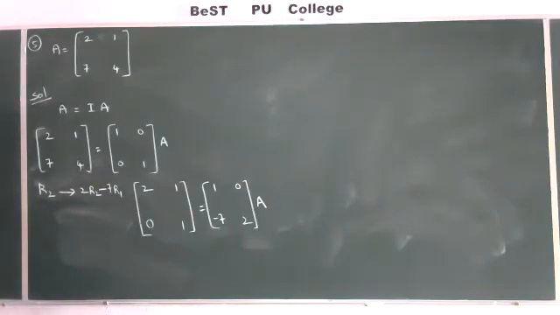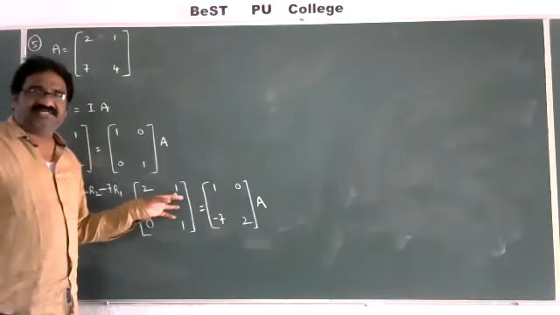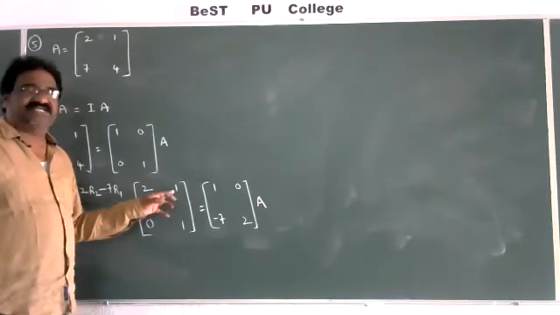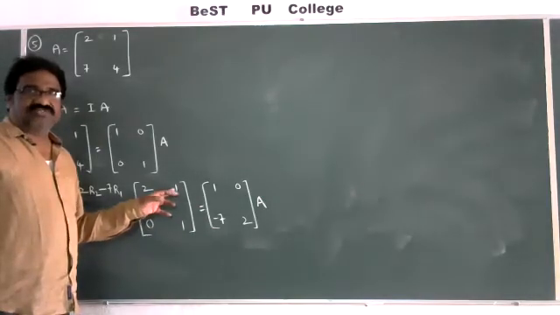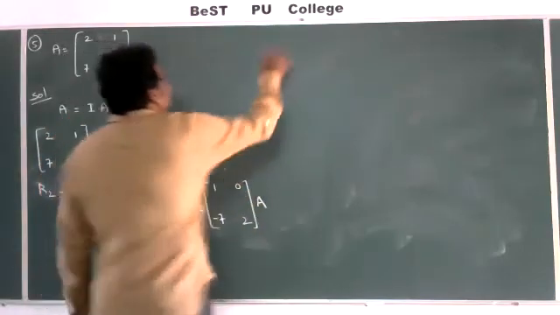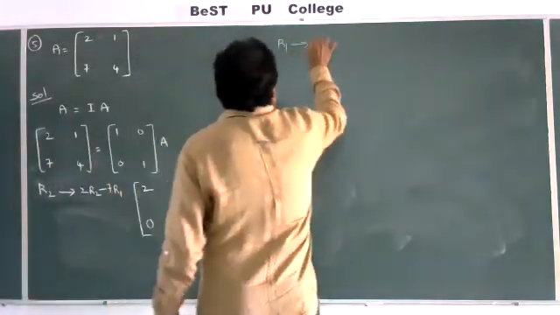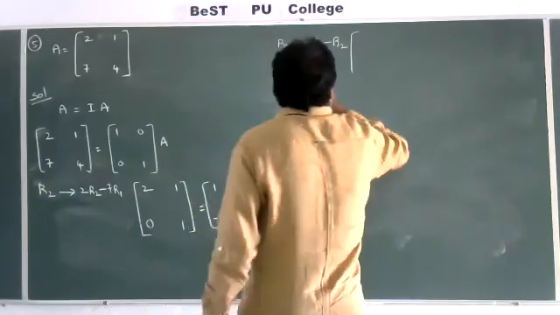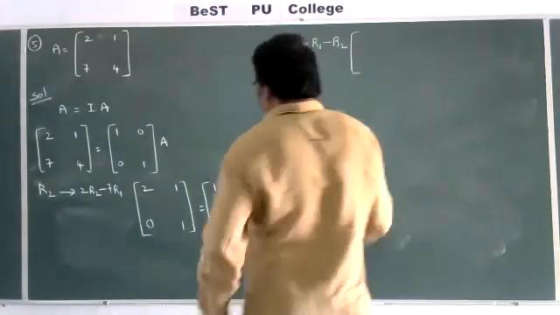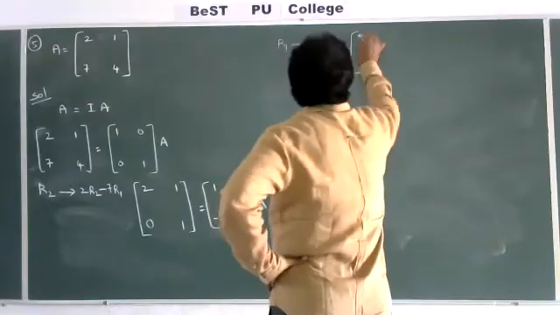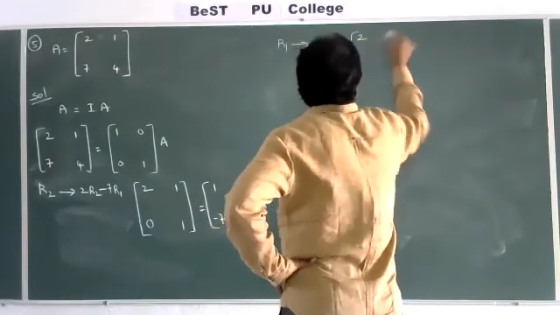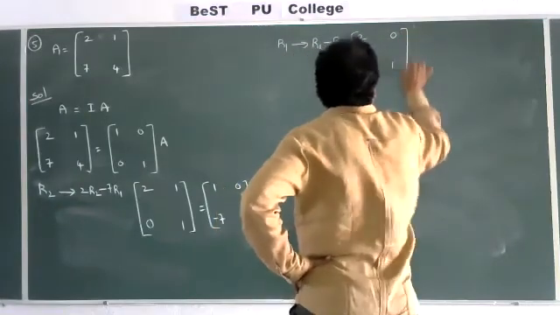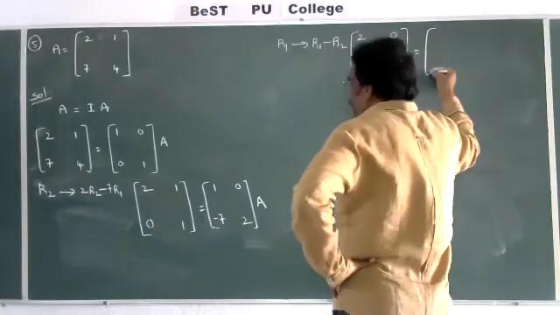Next, make this element 0 by using this element. Directly 1 minus 1 you get 0. That is R1 goes to R1 minus R2. That is 2 minus 0, 2, 1 minus 1, 0. Second row is same, 0, 1, is equal to. Here also the same operation.